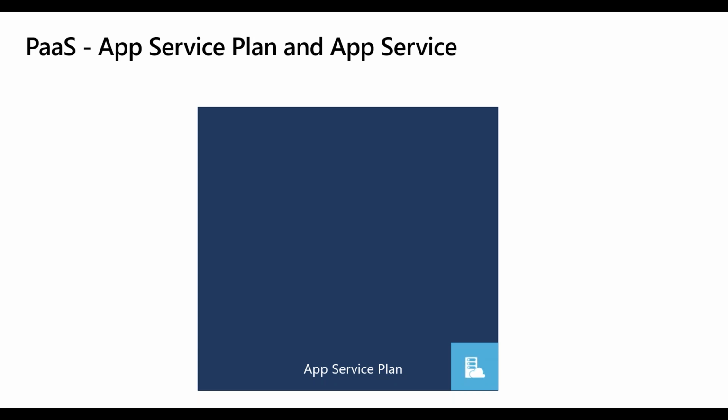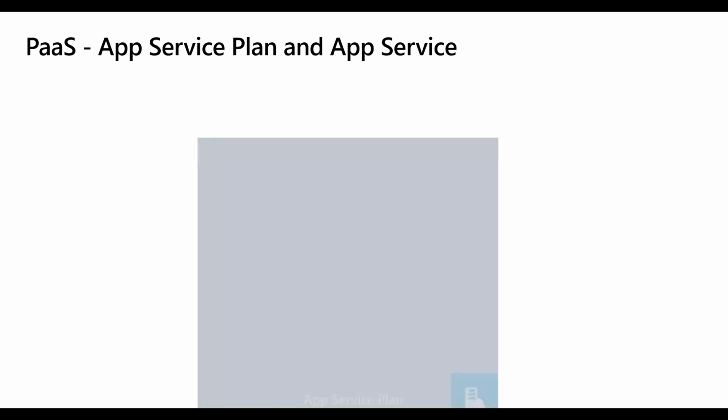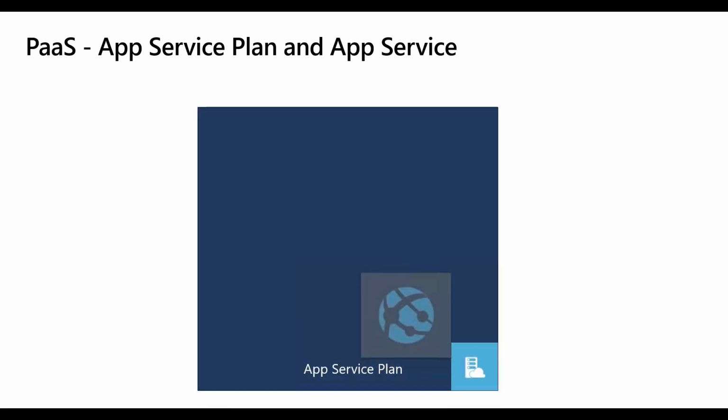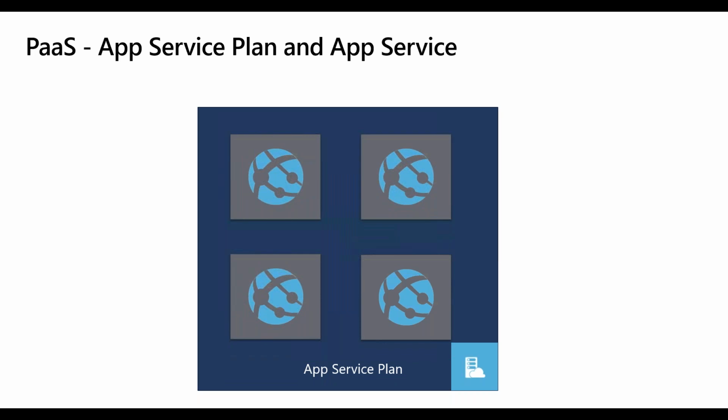Once you have it ready, you can create websites in that. So websites are called app services. The full name is app service web app. You can have one or more app services like this.